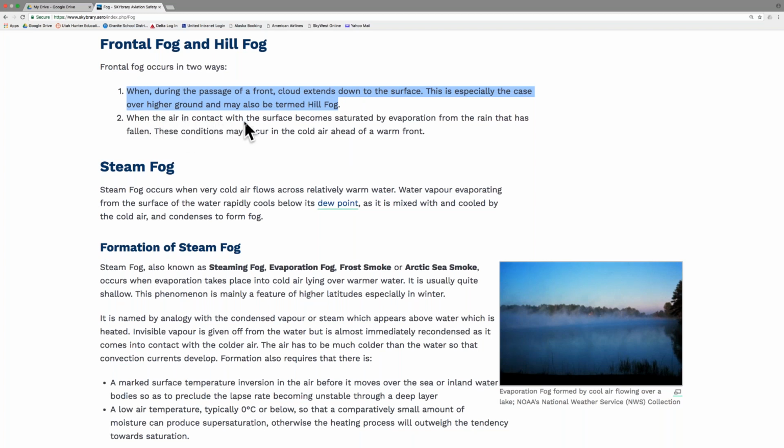So when air in contact with the surface becomes saturated by evaporation from the rain that has fallen, these conditions may occur in cold air ahead of a warm front. In the cold air ahead of a warm front. Does that make sense to everybody?